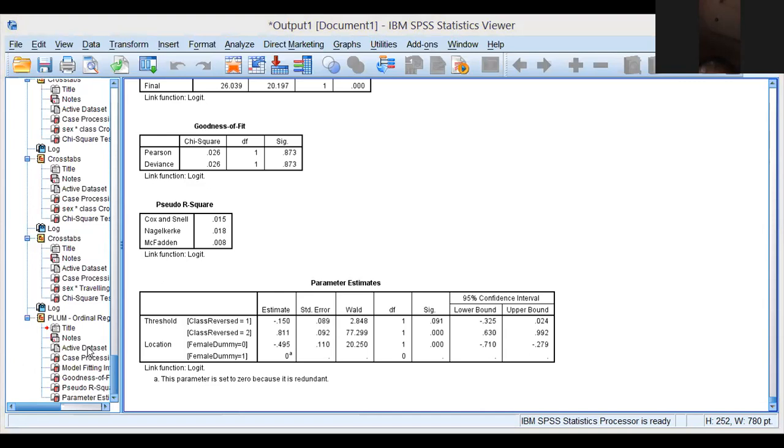No, you cannot appreciate it. The estimate, the only thing is the parameter is set to 0 because it is redundant. It's the same thing it did in multinomial, and this one is not a big problem. Even with chi-square now, it's not even significant.